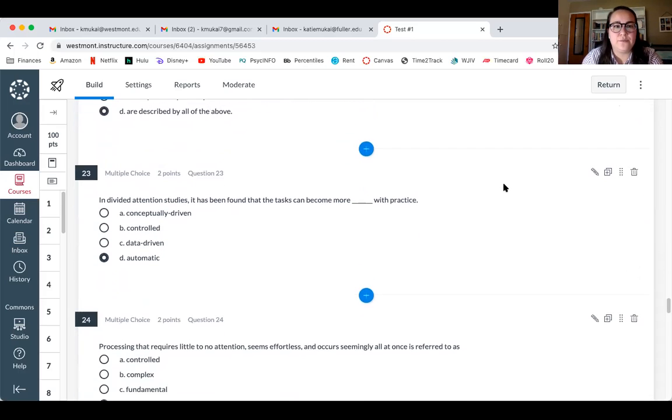So for number 23, in divided attention studies, there was evidence that tasks could become more automatic. So this idea of a practice effect, so that you can think about learning how to drive a car, right? When you first had to learn how to drive a car, it felt like every single task that you did took all of your attention. Like 100% of your attention went into pressing the accelerator, 100% of your attention went to checking your mirrors, to turning on the windshield wipers.